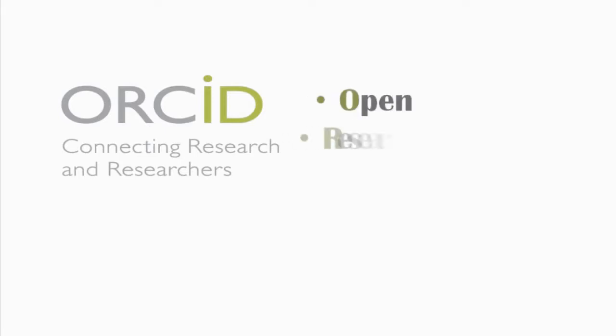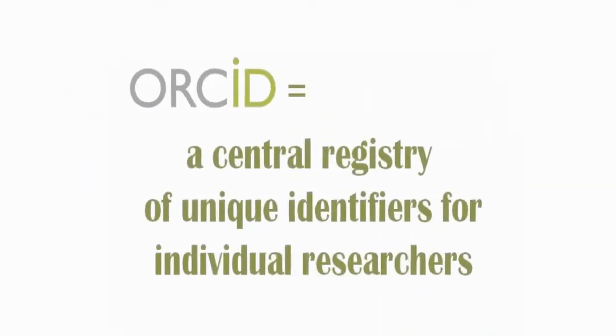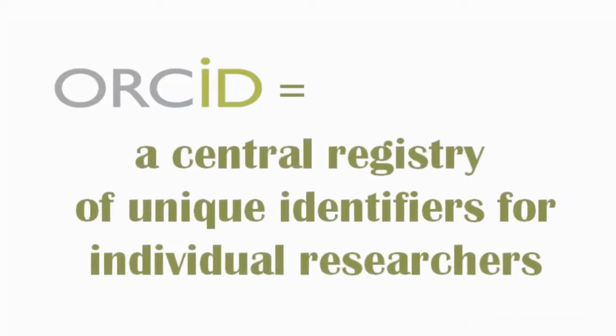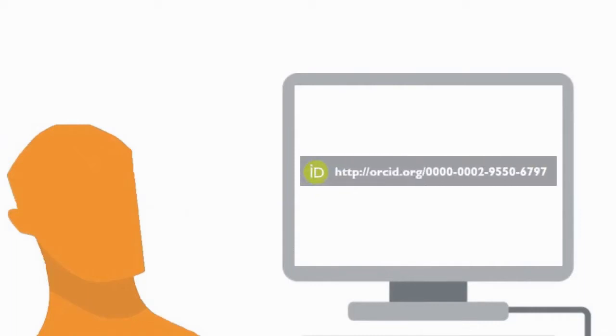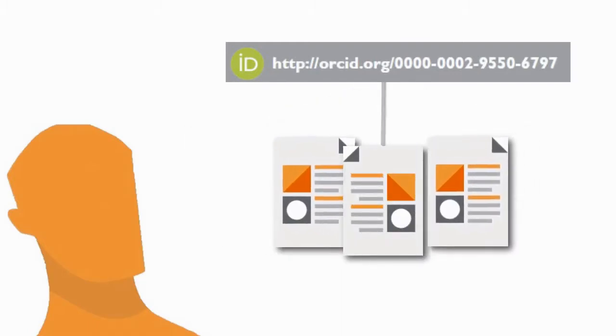ORCID.org offers one way to help solve these challenges. It provides a central registry of unique identifiers for individual researchers, meaning once you register for a unique and persistent digital identifier, that identifier can be linked to your research activities to form your complete author record.